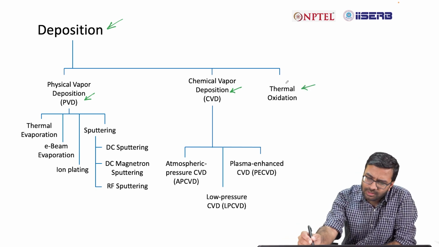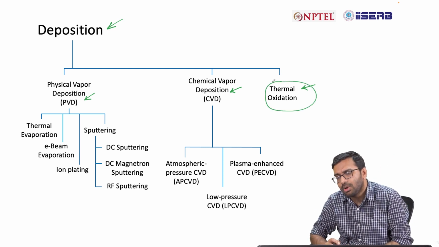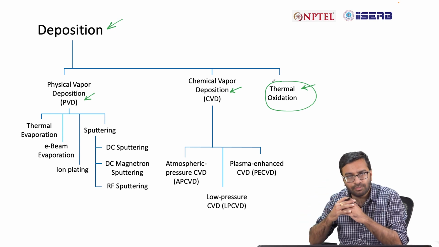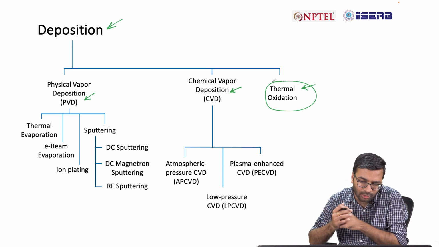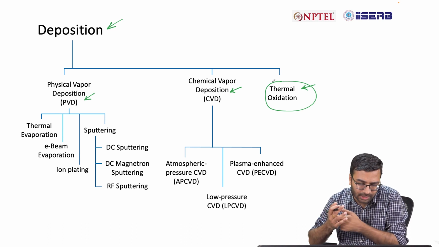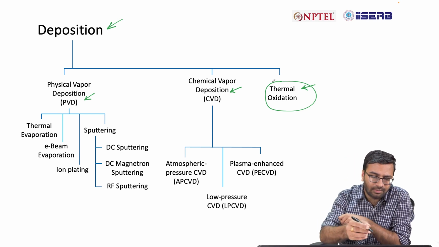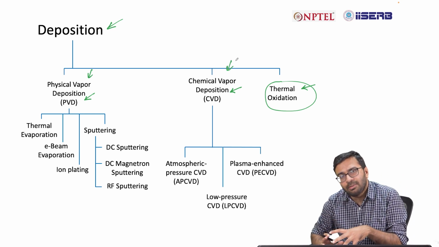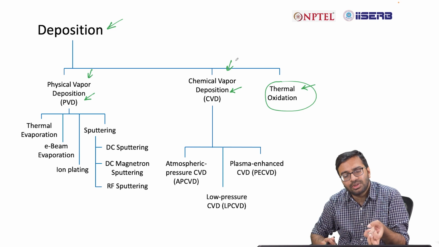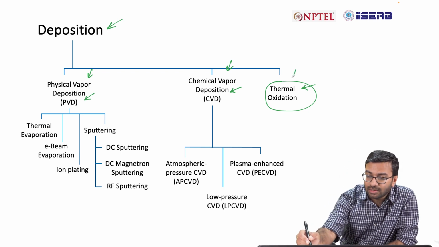So thermal oxidation, one can argue whether it's a deposition technique or not, because in thermal oxidation we generally grow a material on top of a substrate rather than depositing it. But it's also a kind of fabrication technique, so I thought of keeping it in the deposition itself. But majorly we will focus on physical vapor deposition and chemical vapor deposition. Both these techniques are very popular in microfabrication, and both these processes are widely used in different device fabrications. As I have said, thermal oxidation is a different process.